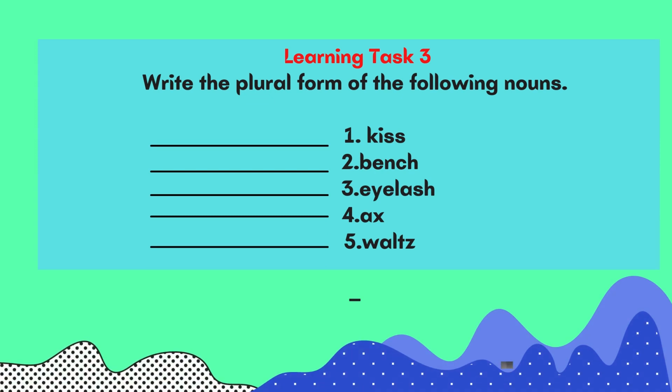Not all nouns form their plurals by adding s. Most of the nouns that end in s, x, z, ch, and sh form their plurals by adding es. So, this time, children, you are going to write the plural form of the following nouns. 1, kiss. 2, bench. 3, eyelash. 4, axe. And the last one is waltz. Okay.